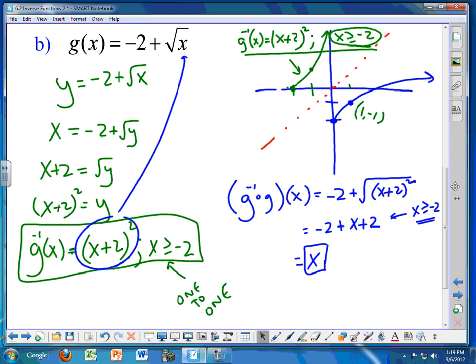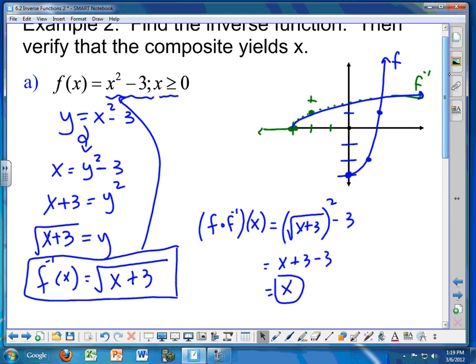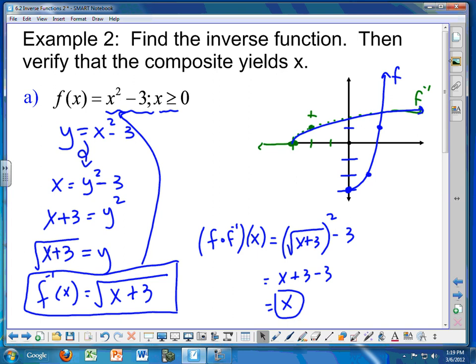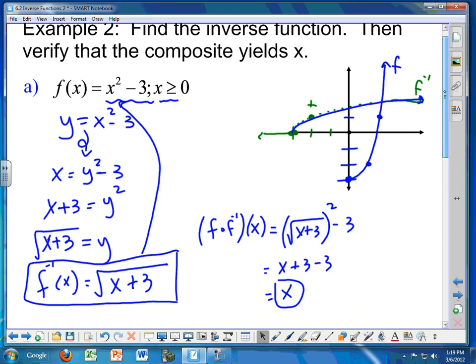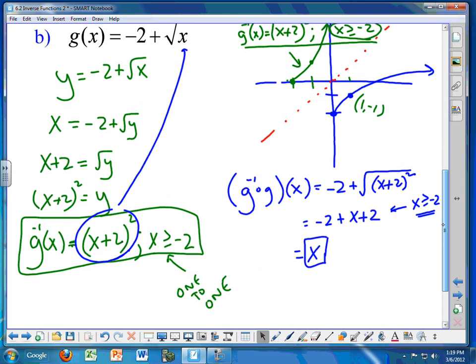All right, there you go. A couple of different inverses with the square root and the x squared graphs. So you've got quadratics and radical graphs where their inverses kind of look and work toward each other. And I'm going to stop right there.